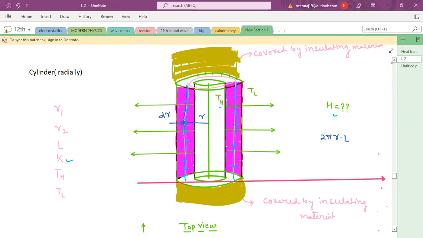By this area, current is crossing this area. So A is the area in the formula. A is the area perpendicular to the flow of the current. Okay, so this area is crossed by the current. If you see, this area continuously increases when you move from R1 to R. So we need to use a differential formula for this.